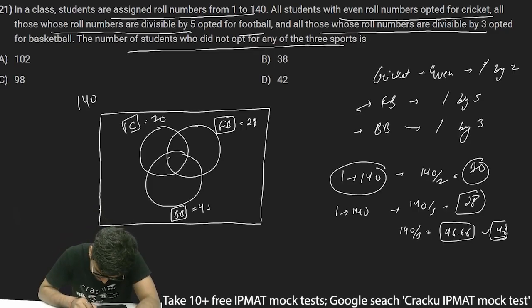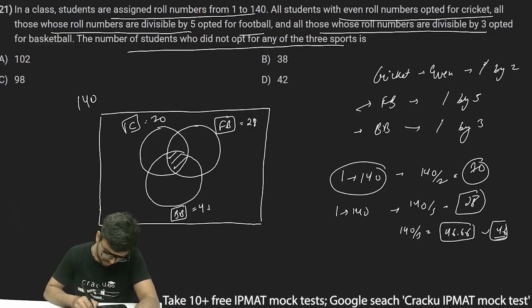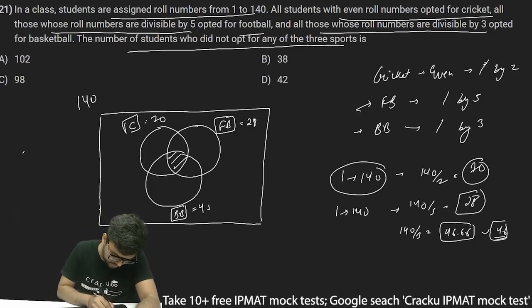Now this area basically represents all the numbers which are divisible by 2, 3 and 5.